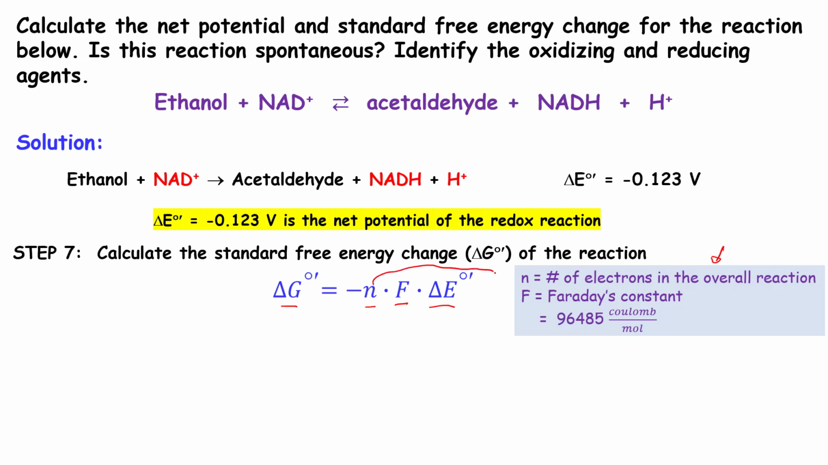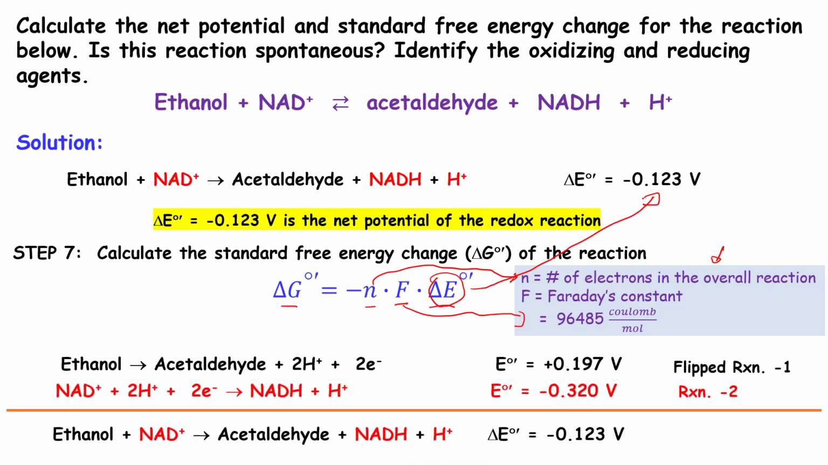N refers to the number of electrons that are involved in the overall reaction. Then F refers to Faraday's constant, which is given over here, 96,485. And this delta E naught value is what we calculated in step number 6, and that number is negative 0.123 volts. So we take these numbers and plug them into that formula to get the delta G naught prime value.